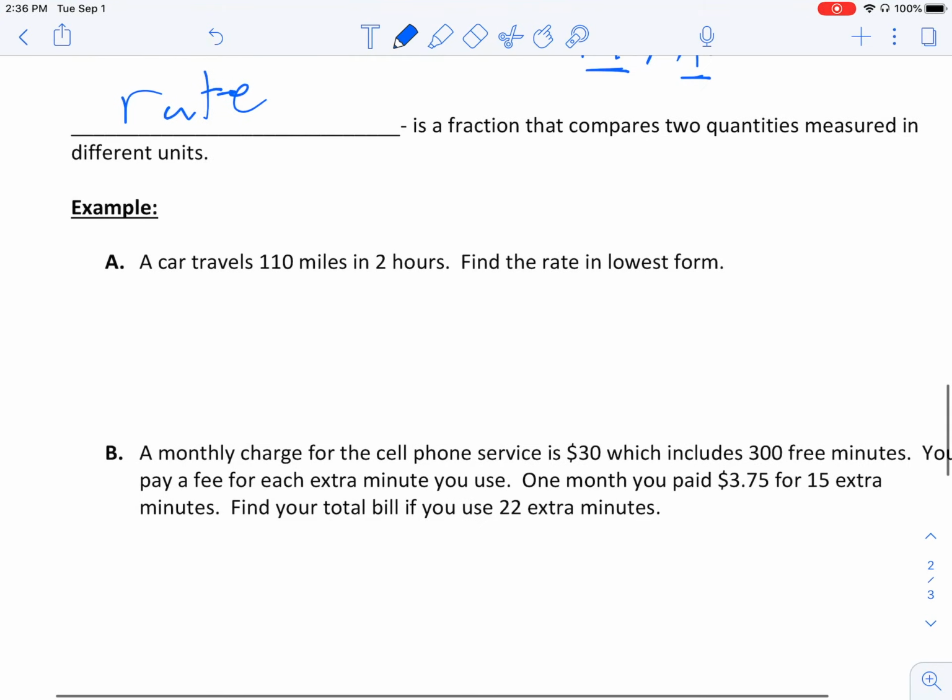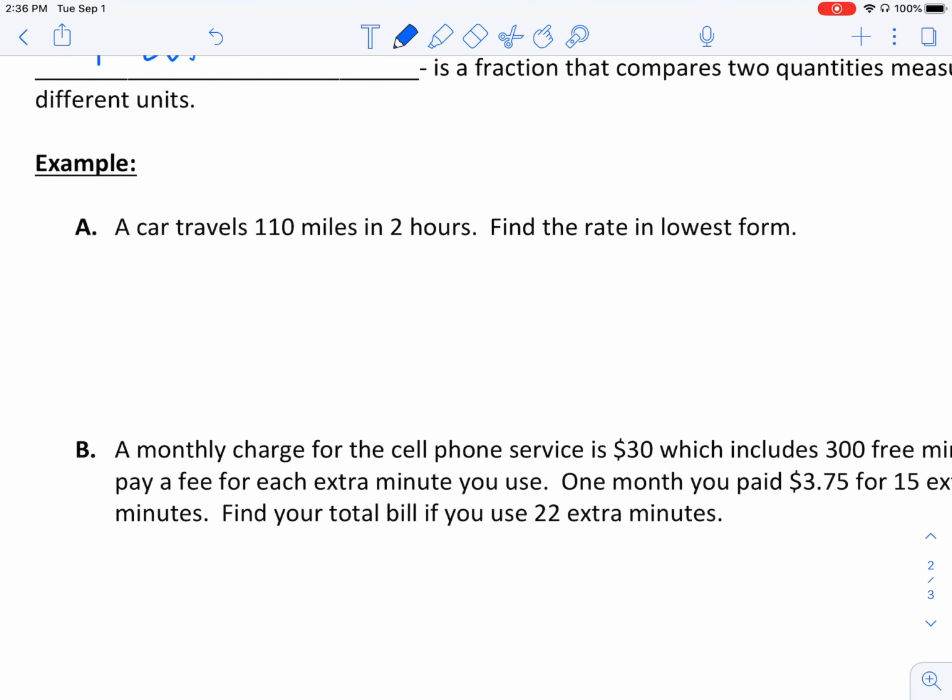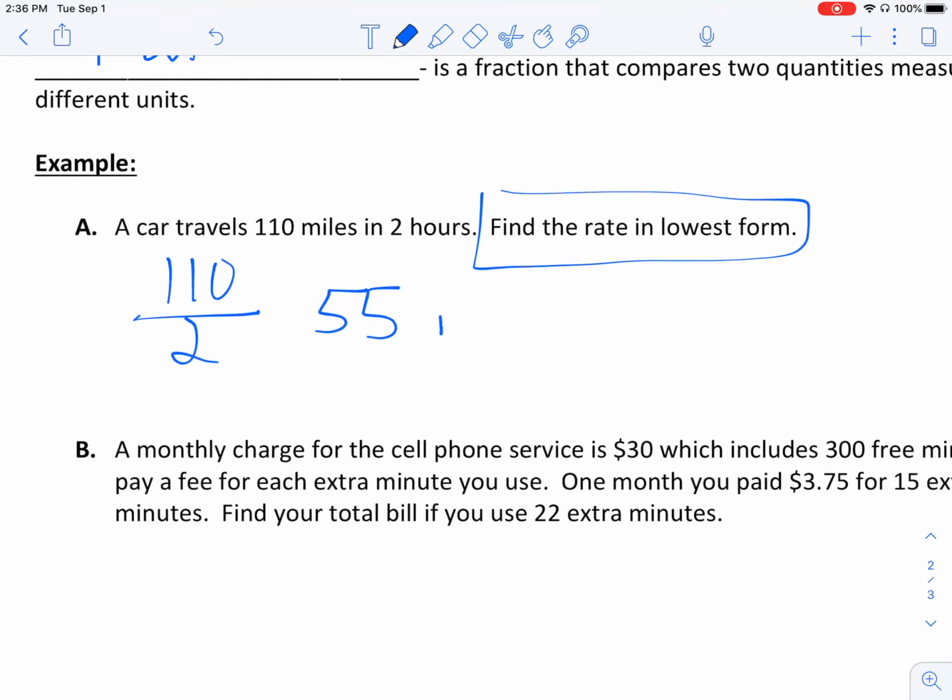And speaking of miles per hour, your first example: a car travels 110 miles in 2 hours. So 110 divided by 2. It wants you to find the rate in lowest form. Well, you're driving 55 miles per 1 hour. And all I did was simplify this fraction, 110 divided by 2.